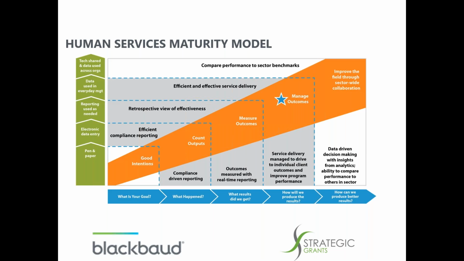But if we can then start to measure outcomes, start to think about the questions we're asking and what information we're gathering, we can start to get that retrospective view of effectiveness. So we can start to do some reporting. But the next iteration is that we can then reflect that information back to our staff, our frontline workers. We can be more effective in our service delivery and work out what's working and what can be improved.